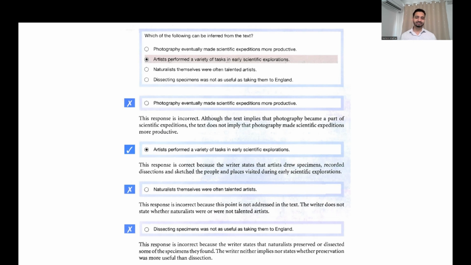Last one, dissecting specimens were not as useful as taking them to England. This response is incorrect because the writer states that naturalists preserved or dissected some of the specimens they found. The writer neither implies nor states whether preservation was more useful than dissection, right? So that's information that is not in your passage, so we can eliminate that for that reason.